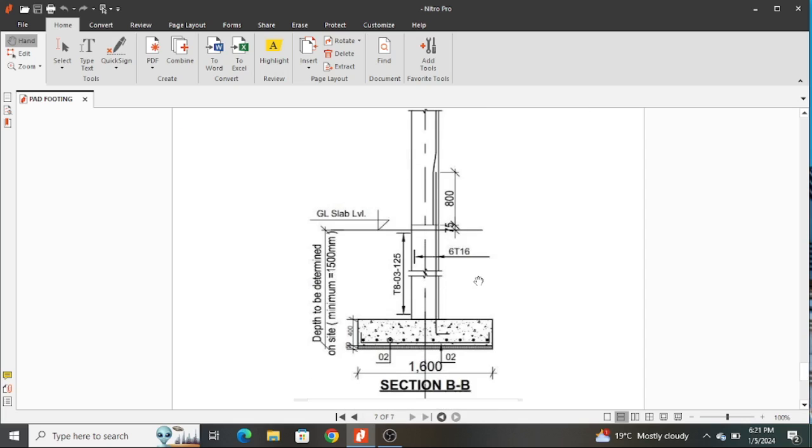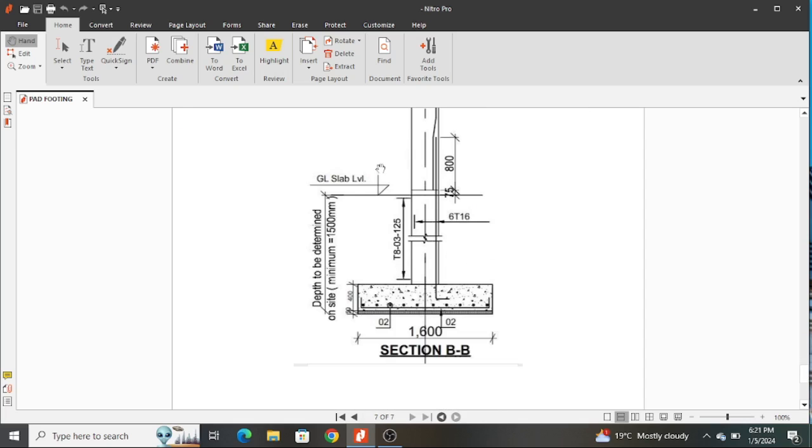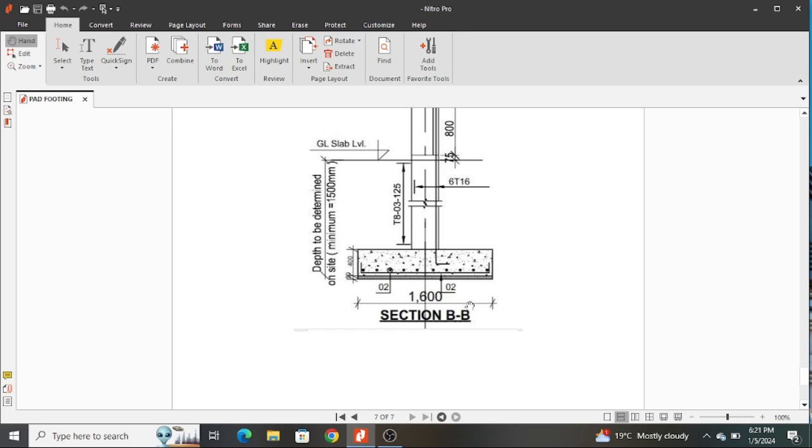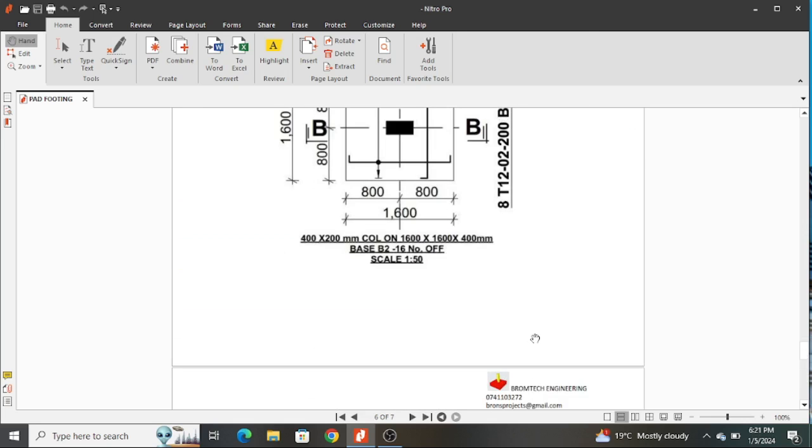And depending on whichever software you're using, sometimes it may not appear as this one, but it bears all the information that you need. And also, as you've noticed, we don't have top bars for our pad footings.